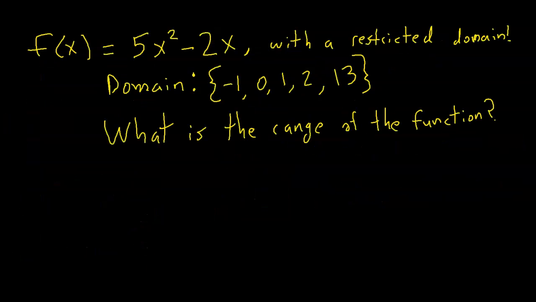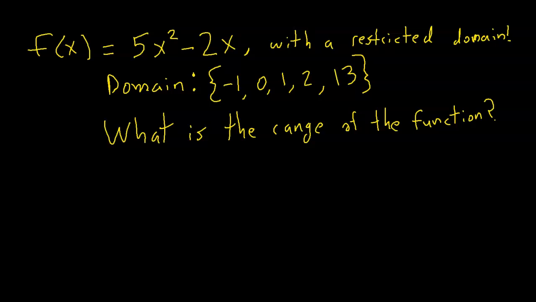We were given the function f of x equals 5 times x squared minus 2 times x. And let's say this was given with a restricted domain. You might look at this formula and think, okay, 5x squared minus 2x, if I plug in any real number x, that's going to be allowed and we're going to be able to get an output. And you're right about that, but sometimes your domain will be restricted.